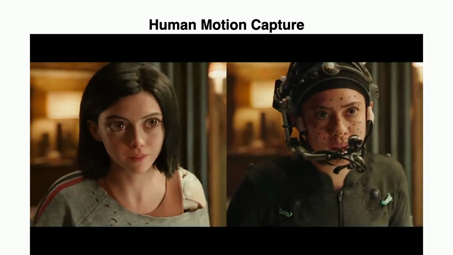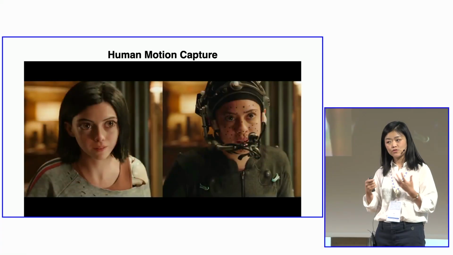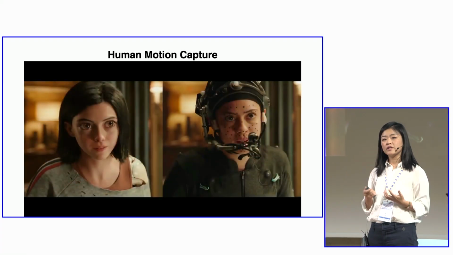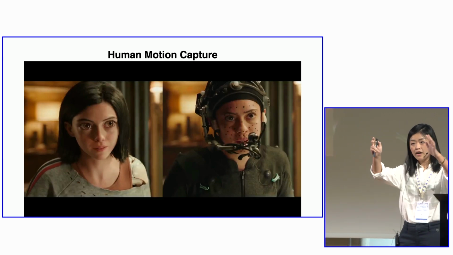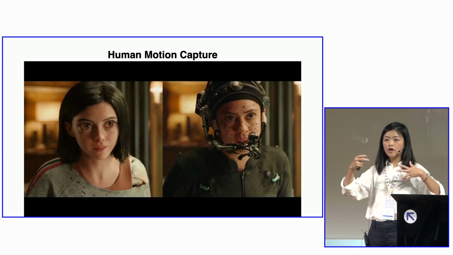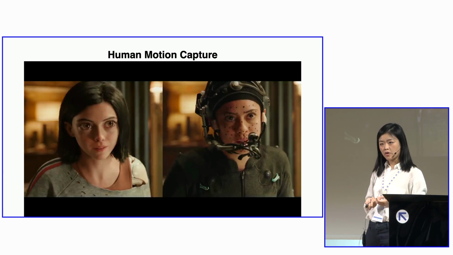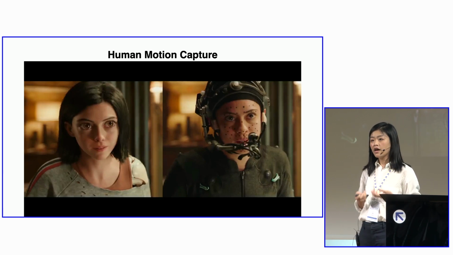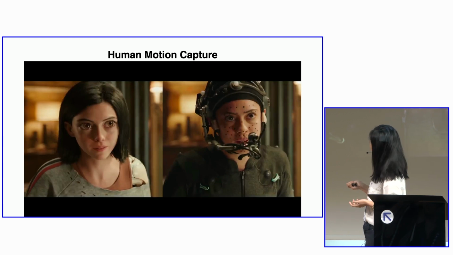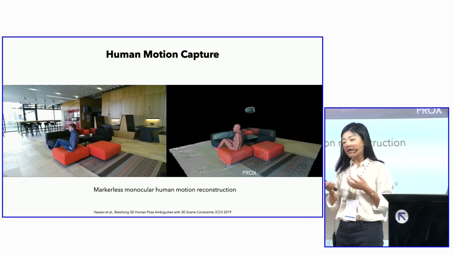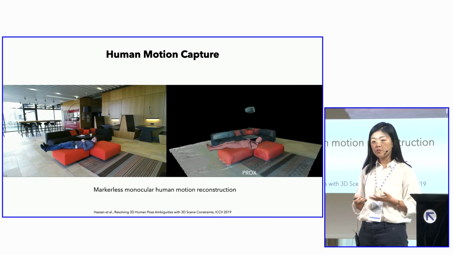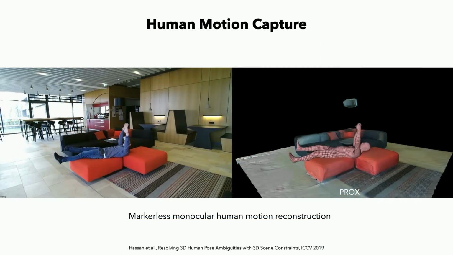Yeah, so you see the really high quality human motion you can get from this marker-based motion capture system. You have lots of cameras around the actor, and you also put markers on the face and on the body. That's how you get really good, high quality human motion. And what we actually want to do is to capture high quality human motion just from a monocular RGBD camera. For example, like this.